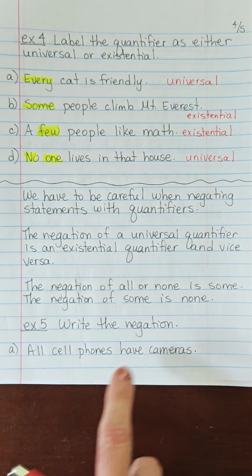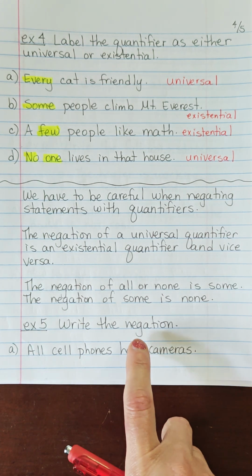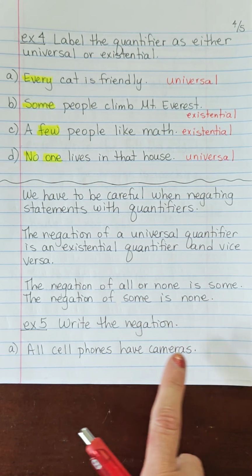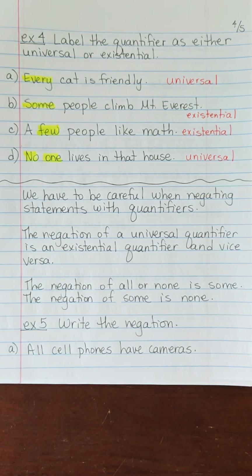All cell phones have cameras. A lot of people will mistakenly try to negate this statement. Say, oh, all cell phones have cameras. And say, oh, well, what's the negation or what's the opposite? You may think about it like that. What's the opposite? And they may say, well, the opposite of all is none. No cell phones have cameras.